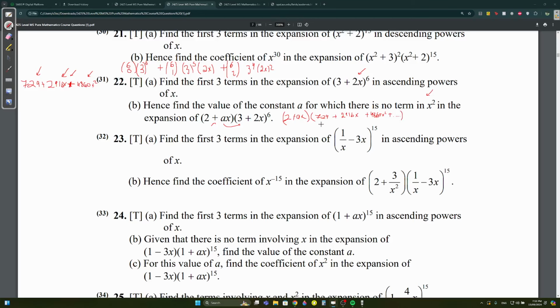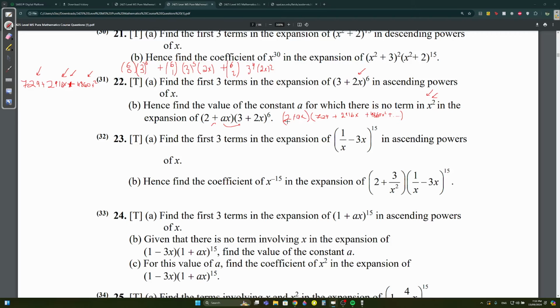Okay, let's see. What we care about is x squared. So again, to make your life easier, we're just going to expand for the x squared part. If you have time, just distribute it all. Honestly, I'll distribute it all in the exam because I'm not taking any risks. But if you don't have time, just distribute the x squared part.